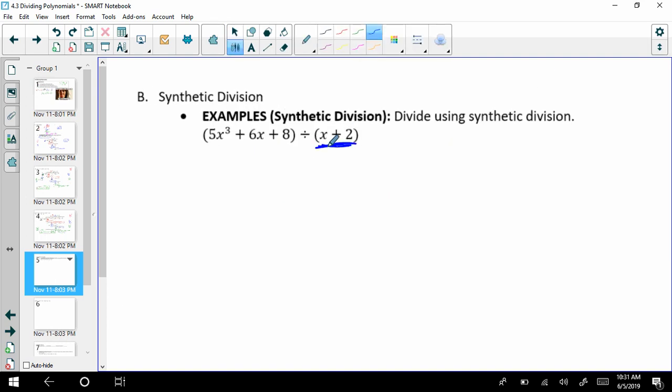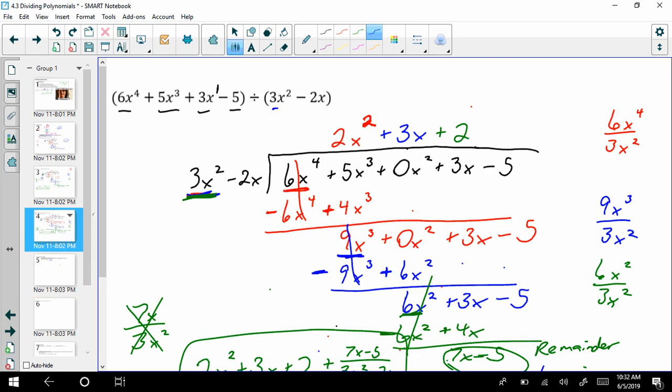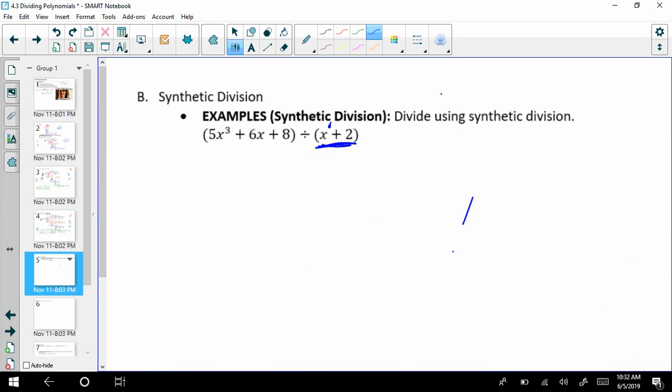is linear. What do I mean by linear? Well, the highest exponent can only be a 1. So like on that last one we did, notice I was dividing by something that was quadratic. Highest exponent was 2. The shortcut way will not work. You have to use long division. But if it's linear, we're going to use the shortcut way to speed things up.